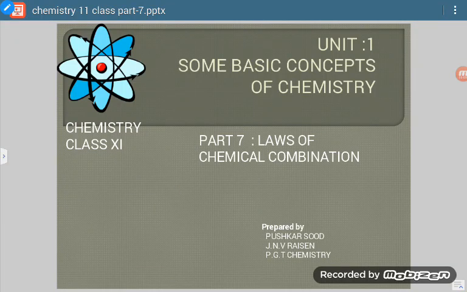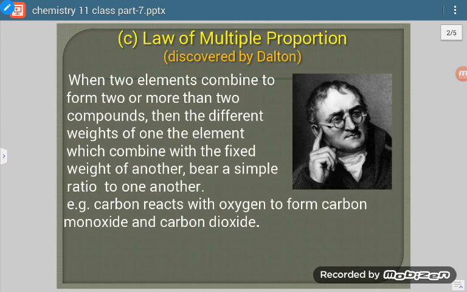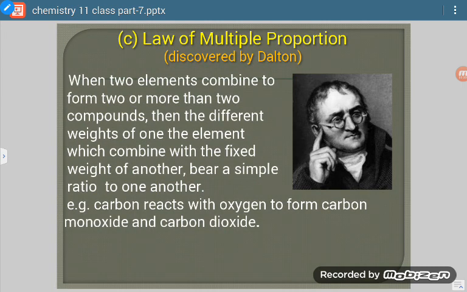So today we are going to discuss two more laws of chemical combination. Yesterday we did two laws, today two more laws. One is law of multiple proportion and another is Gay-Lussac's law of combining volumes. So these two laws we are going to discuss today.